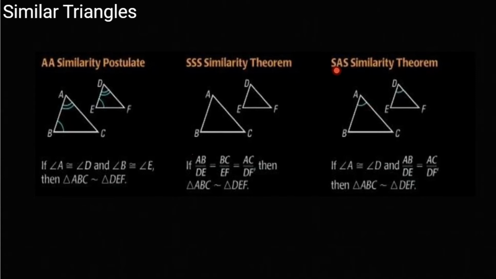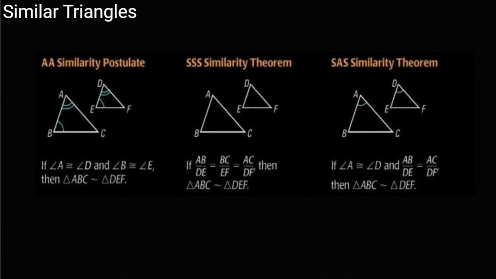Next is SAS. S means side and A means angle. So if AB over DE equals AC over DF and the included angles are equal, then both triangles are similar. So here we have the AA rule, the SSS rule meaning corresponding sides are proportional, and the SAS rule. We can use these three rules to prove two triangles are similar.